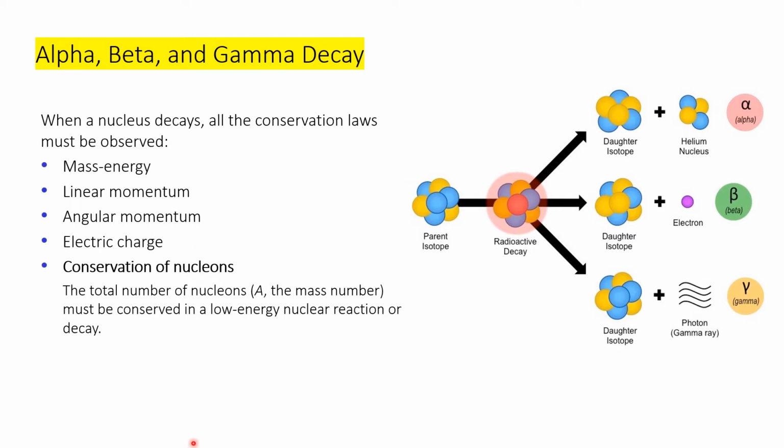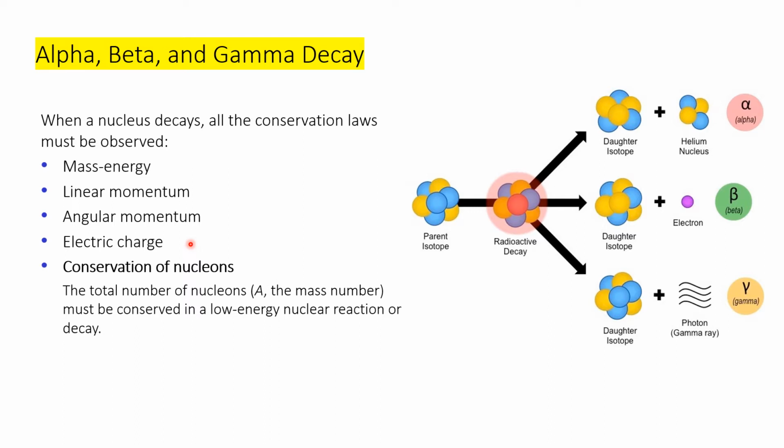century. When a nucleus decays, all the conservation laws must be observed, including your mass energy conservation, your linear momentum conservation, your angular momentum conservation, and your conservation of electric charge. To these laws, we add another one for the radioactive decay, which we will call the conservation of nucleons.